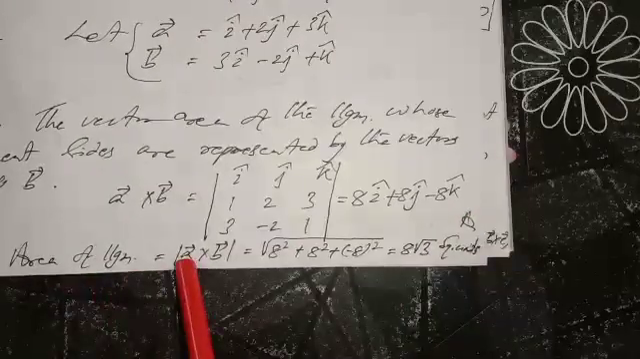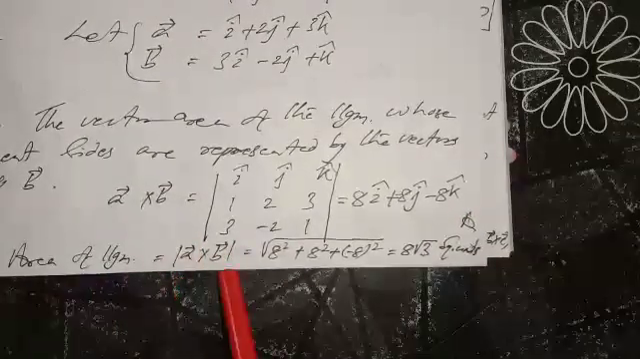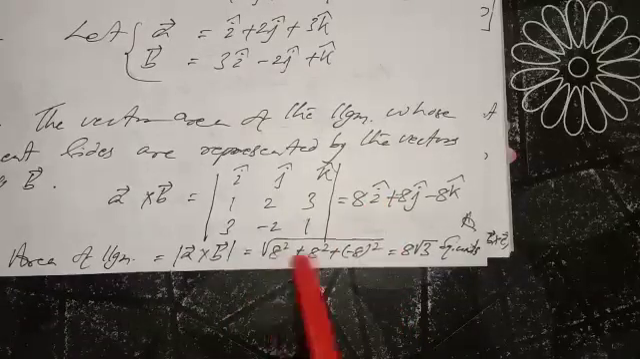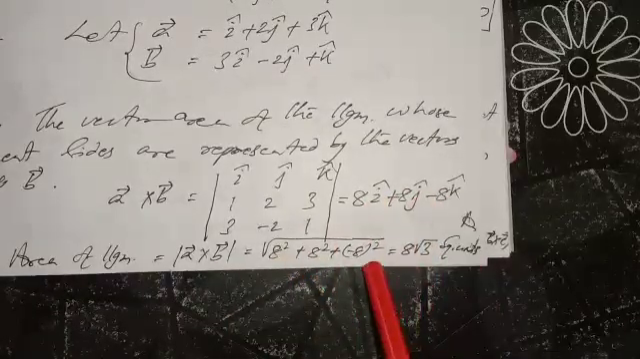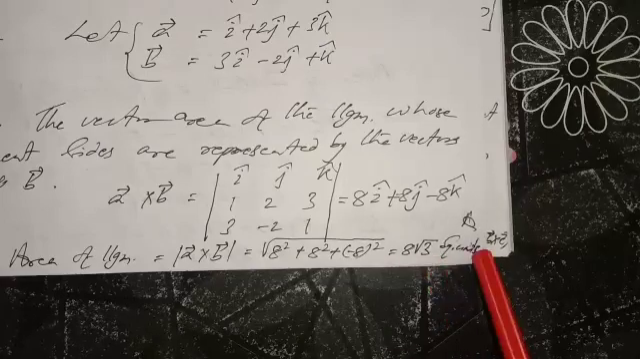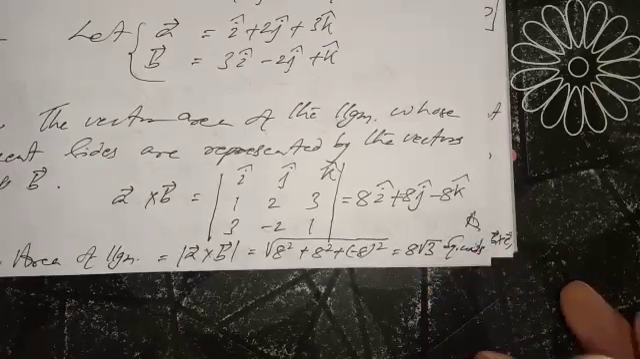Then the area of the parallelogram will be the magnitude of A cross B: i coefficient 8 whole square, j coefficient 8 whole square, k coefficient minus 8 whole square. It is coming 8 root 3 square unit. In this way question number 2 is also completed. Let's go to the next question.